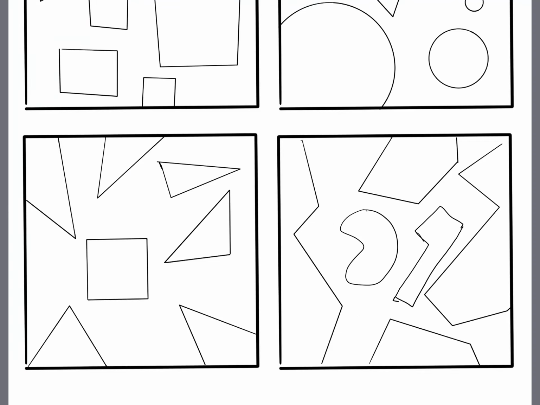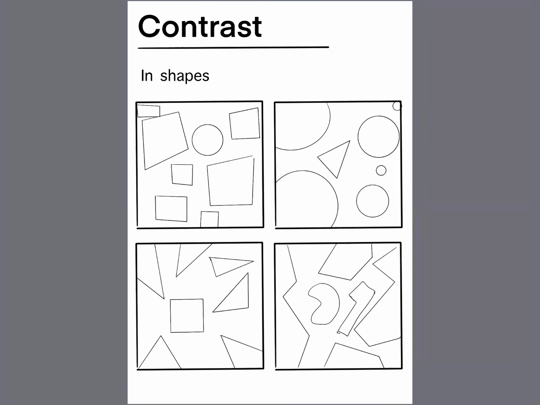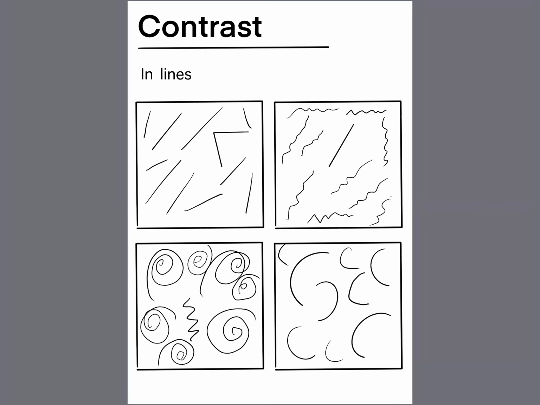Same goes to the last example here for shapes. This shape is organic, the rest are edgy and geometric. So it stands out.